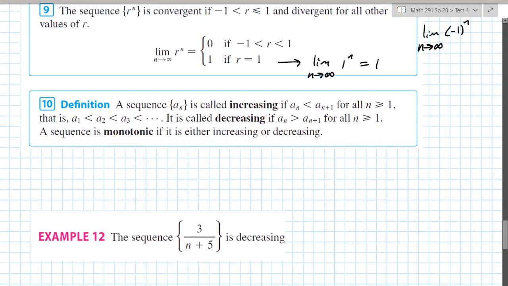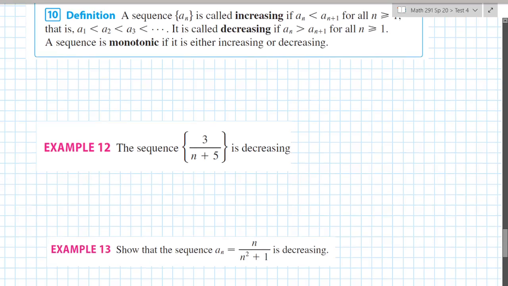A sequence is called increasing if the next value of the sequence is larger than the previous value of the sequence. It's called decreasing if the next value of the sequence is smaller than the previous value of the sequence. And it is called monotonic if it's either increasing or decreasing.